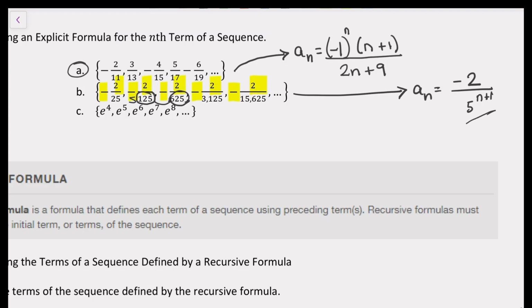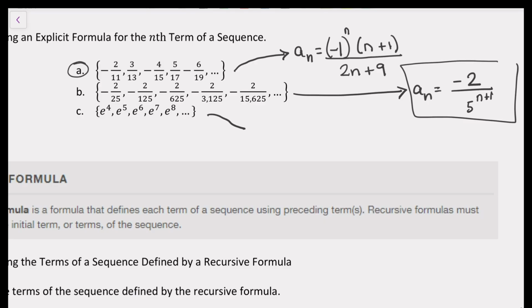What if I'm on the second term? If I'm on the second term, it becomes a 5 cubed. Works. What if I'm on the third term? This becomes a 5 to the 4th. That works. I like it. We found our pattern. This is the equation for the second sequence. All right, let's go to the third.